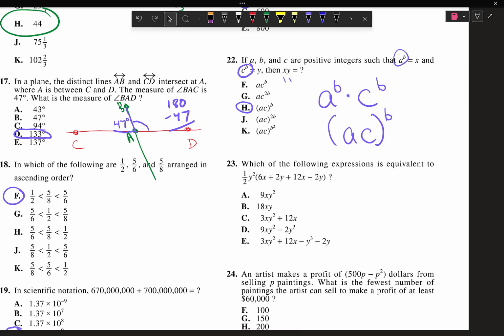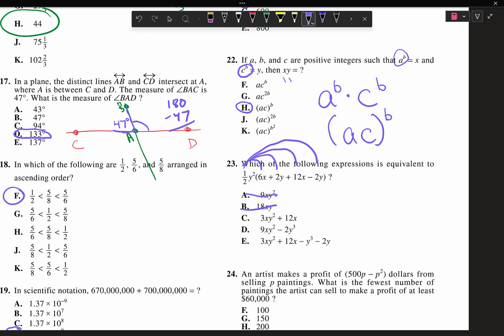23. Which of the following expressions is equivalent to? So this is just a straight up distributive property. Of course, we know it's not going to be that. We know it's not going to be that. Good chance it's going to be one of these last three.